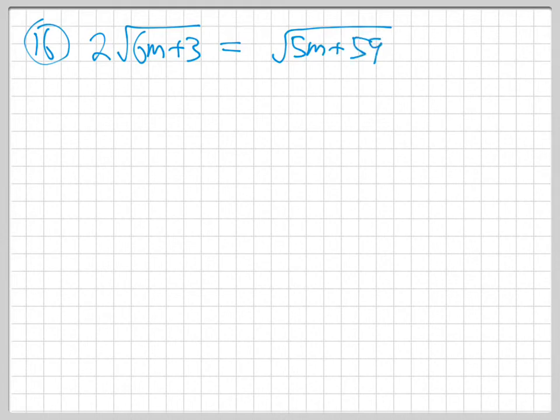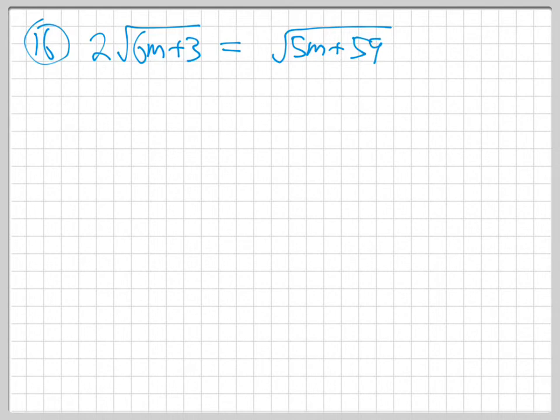There's a lot of hard ones. All right, number 16. Are they all the same? No, that's the problem. They're similar, but there's slight differences. All right, equals the square root of 5m plus 59. Are they different formulas? We'll see. All right, yeah, I'll do what I can.